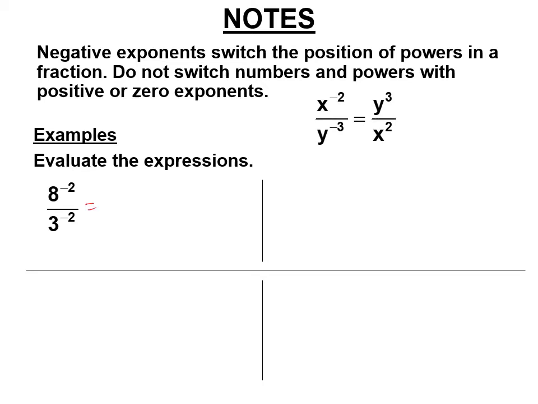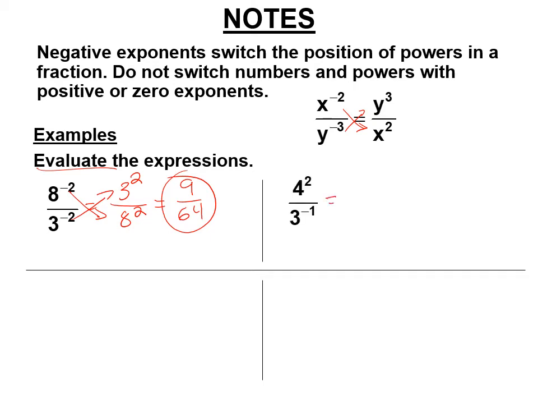So let's see that. So this will go up there and become 3 squared. This will come down here and become 8 squared. It says evaluated, so we're going to keep going. 3 squared is 9. 8 squared is 64. All right, so anytime something has a negative exponent, it's going to switch where it is and become a positive exponent. You could work it all out. It's doing the reciprocal.